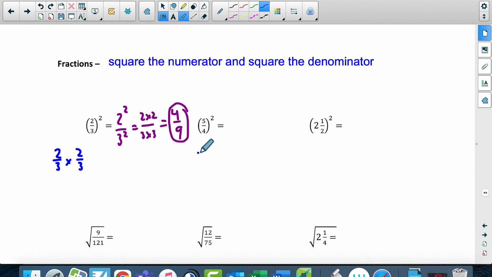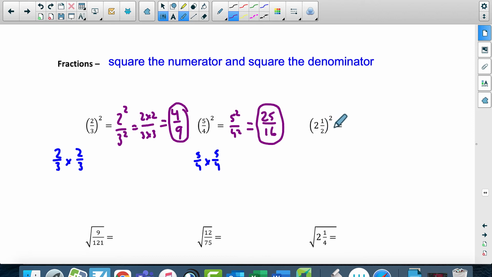You have a choice with these ones. You can either go 5 over 4 times 5 over 4 and get the answer that way. Or you can go 5 squared over 4 squared. What's 5 squared? That means 5 times 5, which is 25. What's 4 squared? 4 times 4, which is 16. And you're done. Yeah, you can make it 1 and 9/16, but this is fine too.